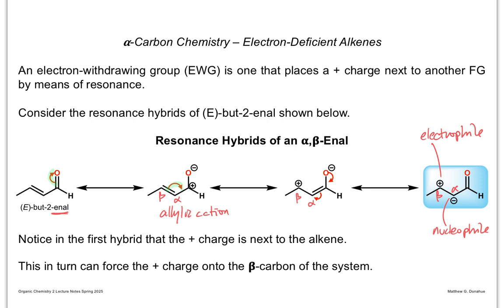So synthetically, we can use that to our advantage in a new reaction. It's called an addition. Something's going to add, a nucleophile is going to add to the beta carbon. That's going to generate an enolate, and then that enolate will react with an electrophile.